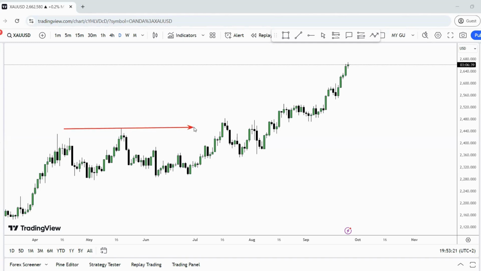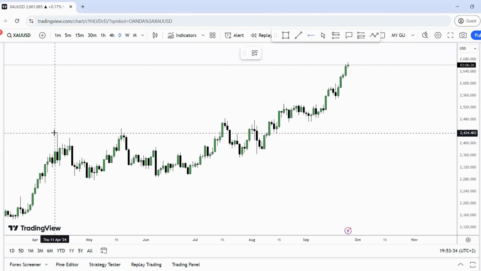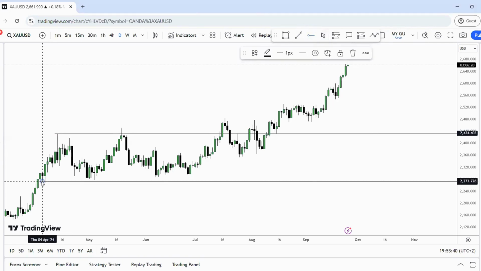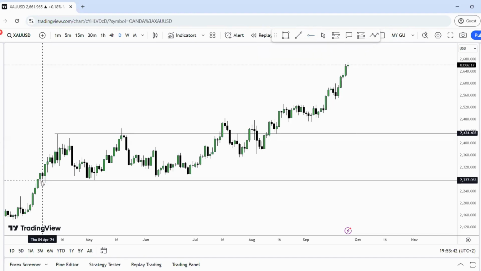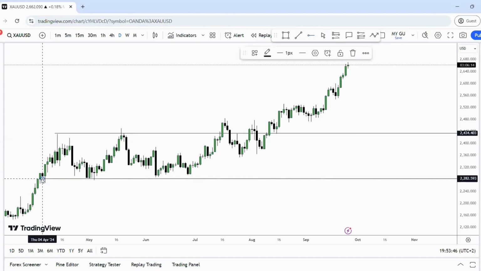This was our high and this was our low. All right, so let's actually put those highs and low on the market. So we had a high over here, and then we had a low over here. So that was our range before the breakout.